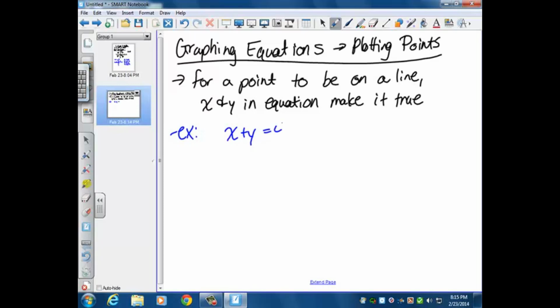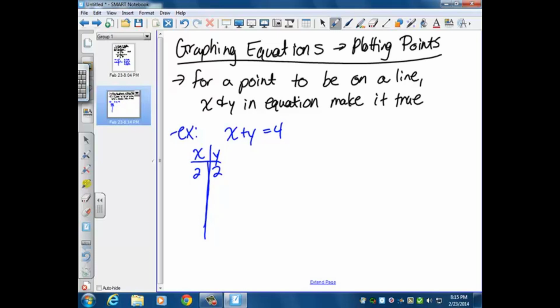X plus y equals 4. What are the x and y's in that equation that would make it true? And a lot of times, while we're thinking about this, it helps to make a little chart rather than writing a bunch of points. Just do a quick chart.